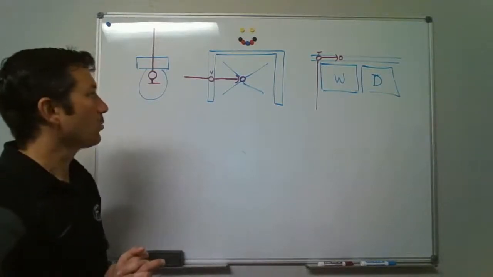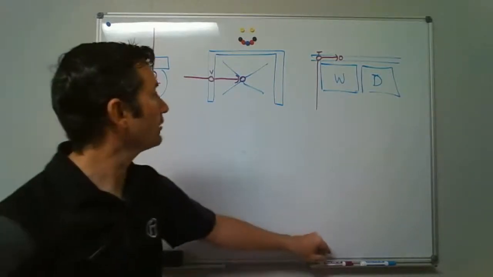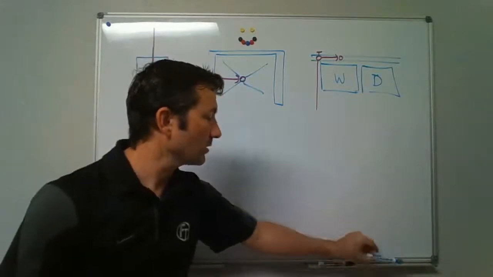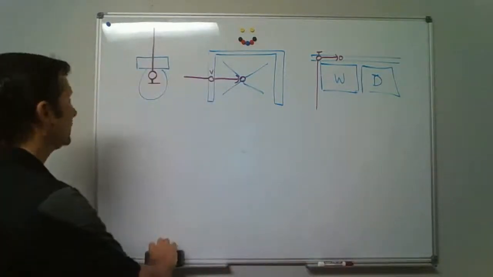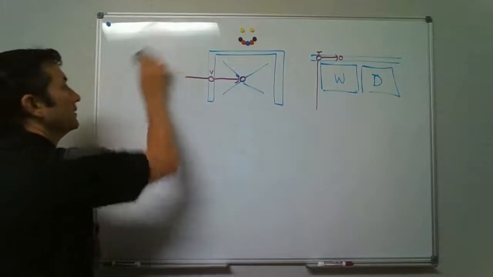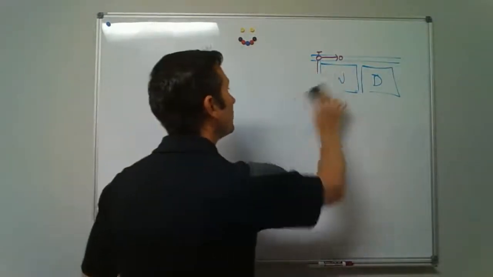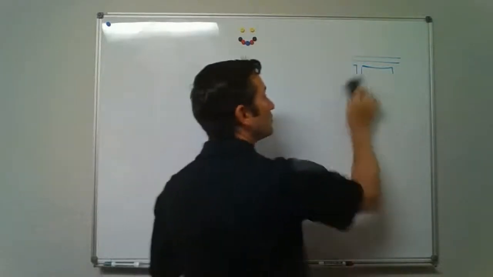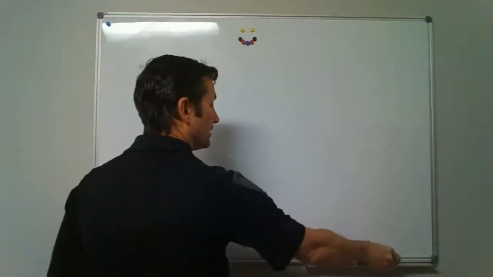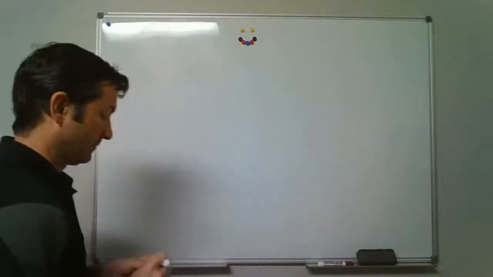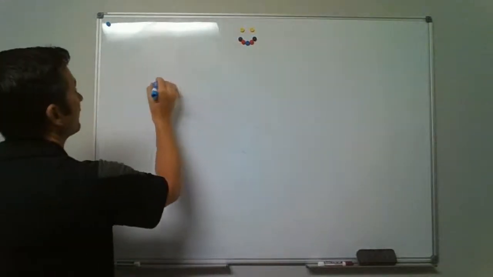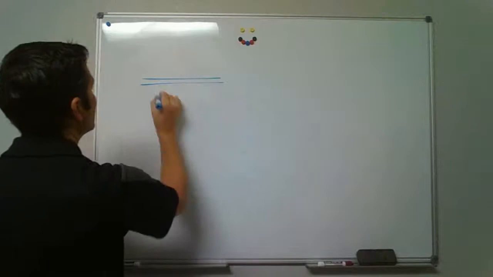Okay, so we're going to move right on, and what we're looking for now is we're going to pick a couple more fixtures. Today we're going to do a lavatory and a kitchen sink. Okay, let's start off with the lavatory. There's your lavatory right there.